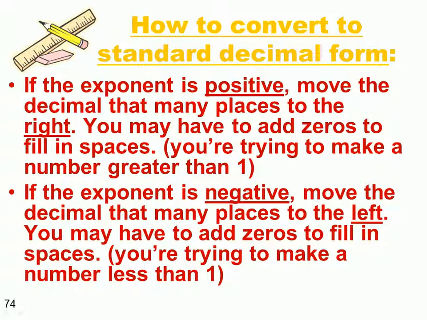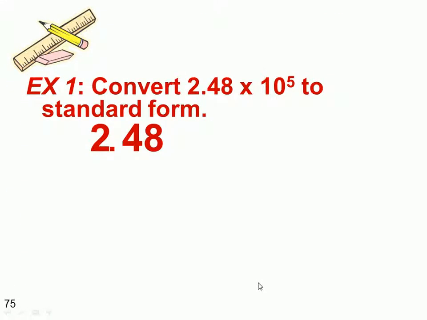So now we're going to go backwards. We're going to convert from scientific notation into standard form, but the rules haven't really changed. So if I have this number here, 2.48 times 10 to the 5th power, and we want to convert it to standard form, we're going to move our decimal over from here, and we're going to move it 5 times.